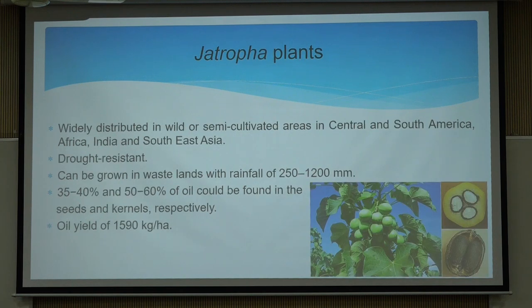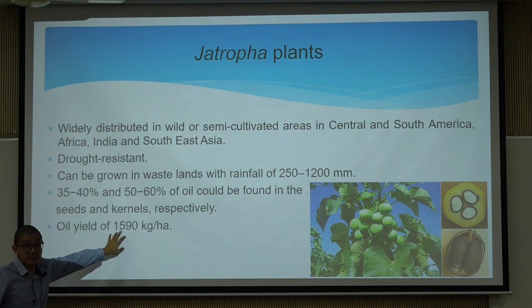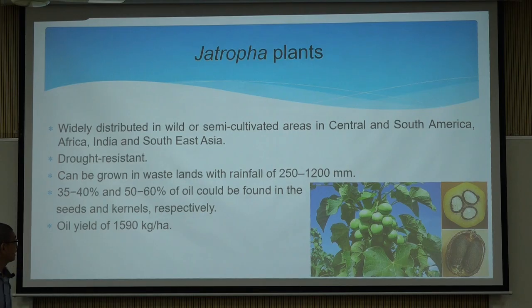Jatropha oil, I don't want to discuss in detail here. I just mention around 1,500 kg per hectare, widely distributed around Southeast Asia, Africa and India. The oil content could be 35 to 40%, coming from the seed and also the kernel. The kernel is higher.